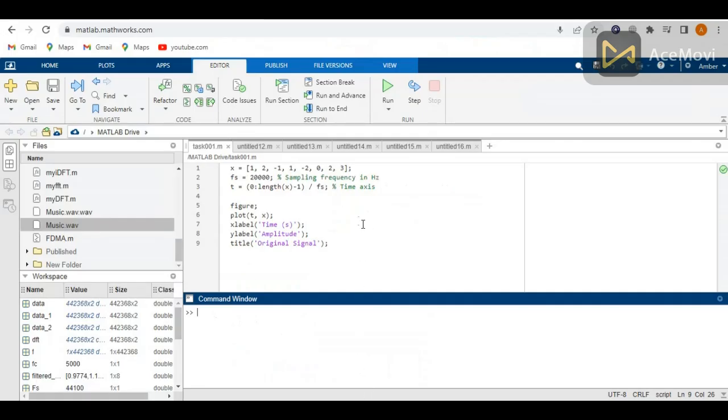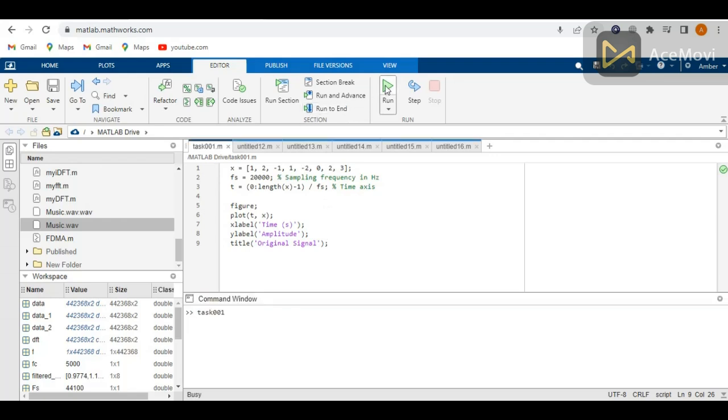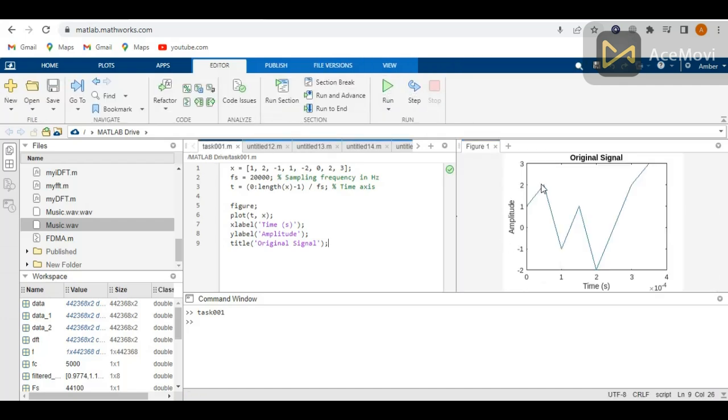First, in the first task, I have taken the input signal, and the second is the sampling frequency which is given in the input, which is 20k Hz, and the third one is the time axis. If I run this code, then I will get this type of original signal. This is the original signal, which is the original input.